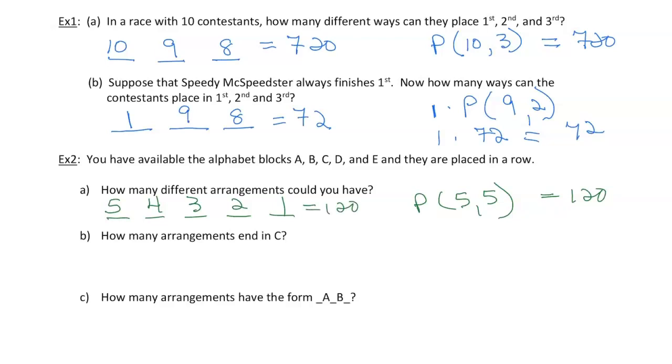All right, now let's put some other requirements in place. How many arrangements can end in C? Okay, so let's look at this in terms of the day one. I have 5 blocks. The last one has to be C. I can only do it one way, by using a C. That means that C is unavailable for the other 4 positions. So I start out 4, 3, 2, 1.